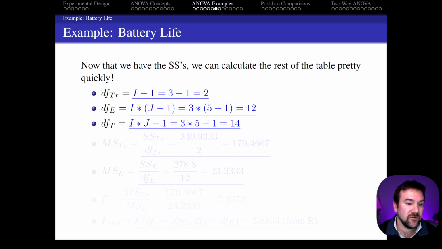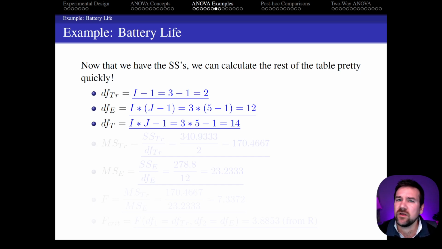The degrees of freedom total is capital I, total number of groups, times capital J, the number of observations within each group, minus 1. So that's 3 times 5, 15, minus 1, which gives me 14. The degrees of freedom total is 14. You'll notice that just like the sum of squares add up, the degrees of freedom add up too. So the degrees of freedom treatment, 2, plus the degrees of freedom error, 12, add together to give the degrees of freedom total.